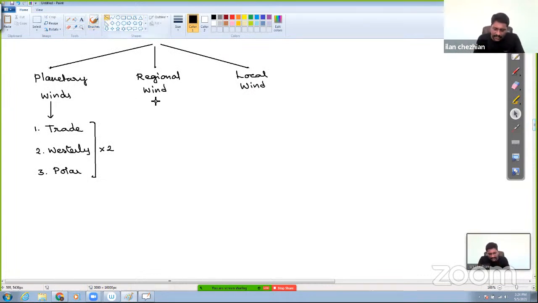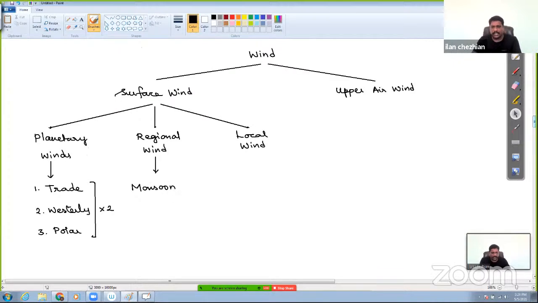And when I talk about the regional wind, a large area wind which can almost occupy, for example, the area of a continent, at least a subcontinent region, you call them regional. One of the most important regional winds of the world, which we'll be discussing here, is this concept called monsoon, my friend. Monsoon is a regional wind. And local winds, plentiful local winds we have, my friend.